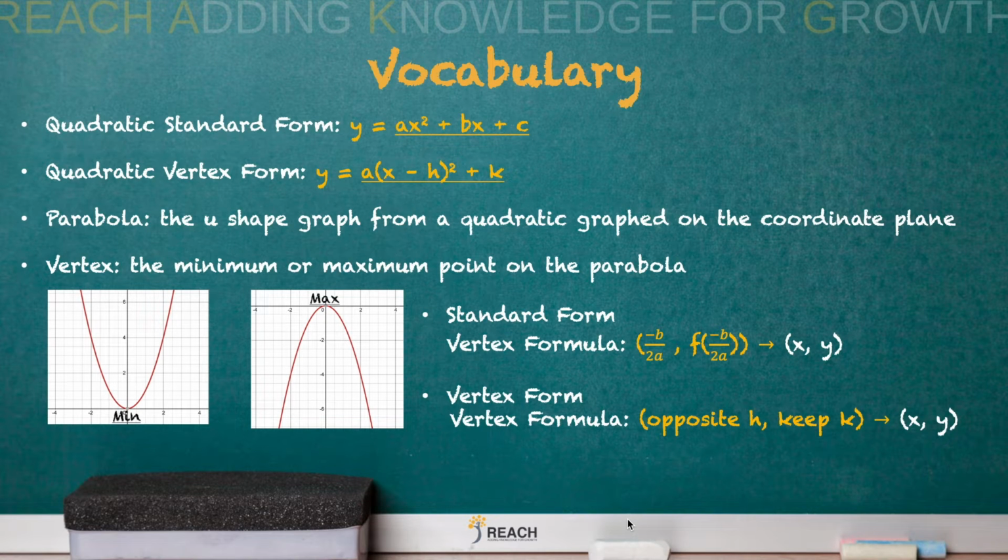When it's in vertex form, you just do the opposite of h, k stays the same. Opposite h, k stays the same.